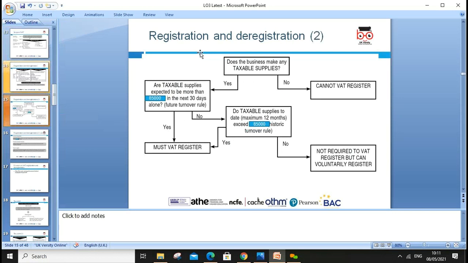Okay, then registration. Does the business make taxable supplies, or are the taxable supplies expected to exceed 85 within 30 days? Then it must register. Taxable supply over a maximum of 12 months: does historical turnover exceed 85? If yes, register. If not, there is no requirement to register, but you can be voluntarily registered.